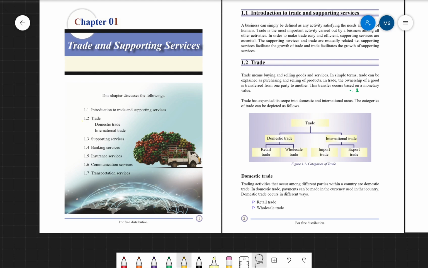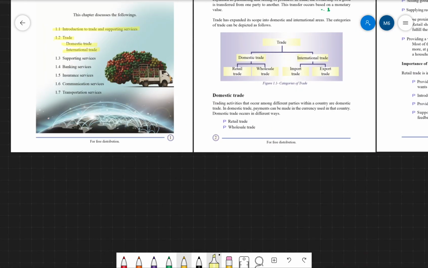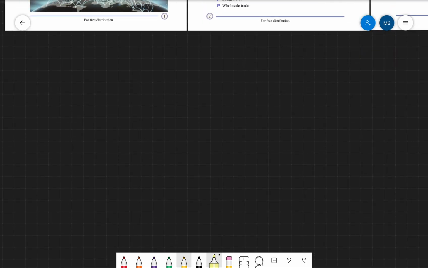So it will be trade and supporting services. In this episode we will be covering the introduction of trade and supporting services and everything about trade. Let me start with the topic of trade and supporting services. We'll try to understand what is the meaning of trade, or what do you normally mean by trade.